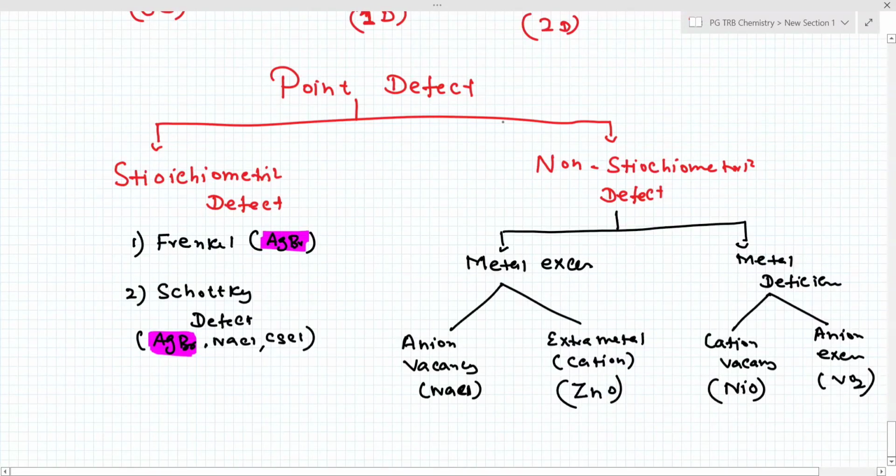Now listen. Upper non-stoichiometric, you listen. In this case, this is anion vacancy. This is where anion excess. You got the point. Don't confuse these two.